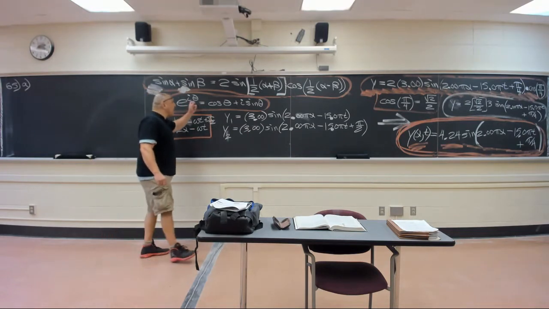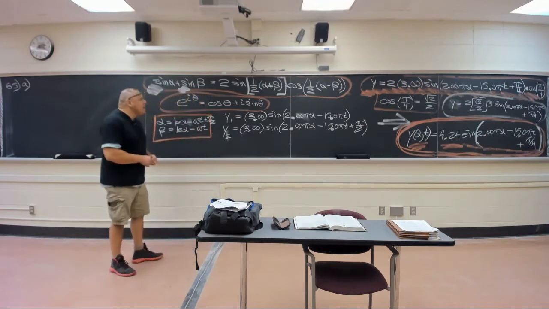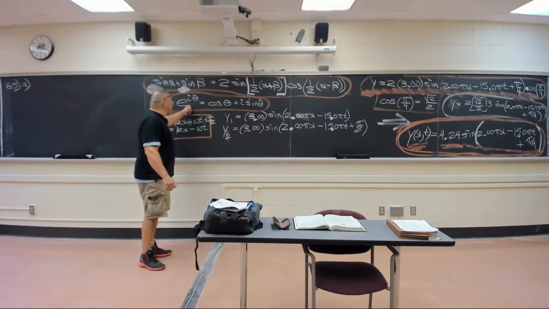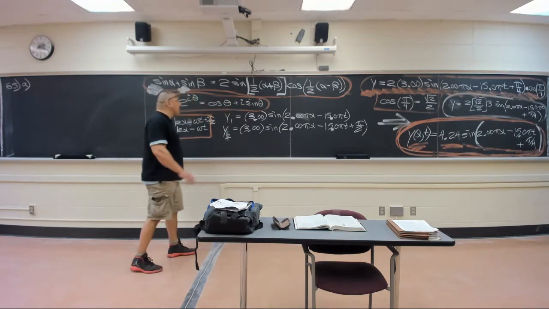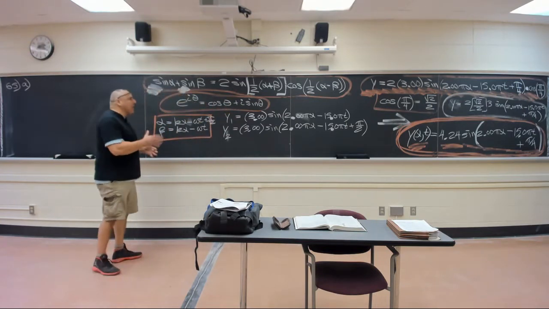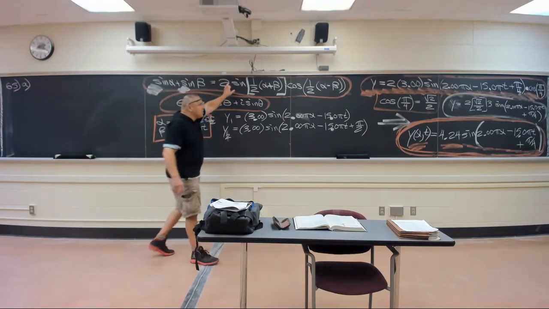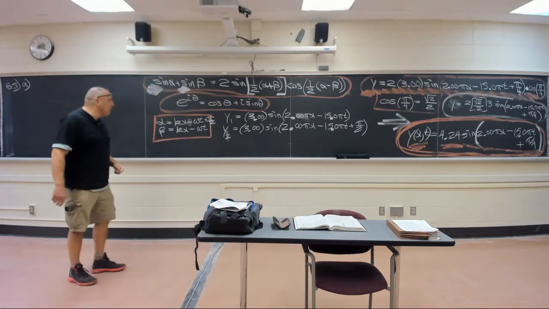e to the i theta equals cosine theta plus i sine theta is a very good way to start to remember this. This beautiful mathematical formula, e to the i theta equals cosine theta plus i sine theta, helps us manipulate a lot of stuff and get a lot of answers. It helps us arrive at these conclusions, actually, to be honest with you. We've talked about that.